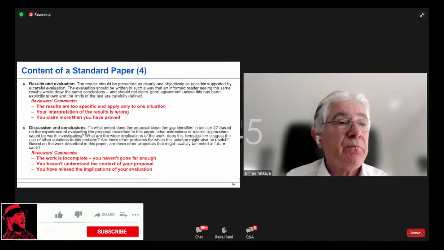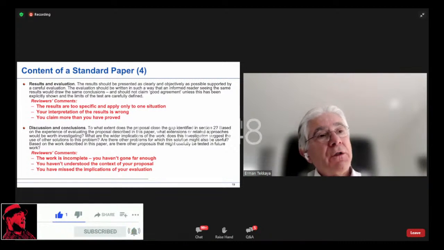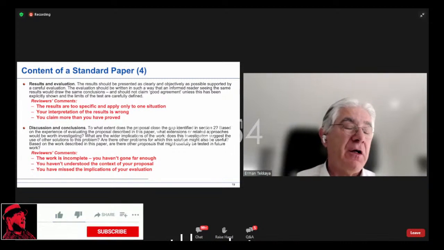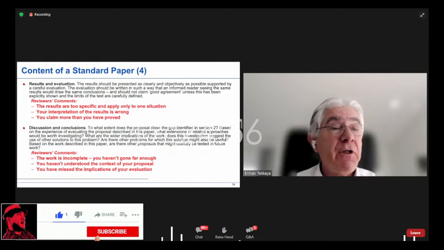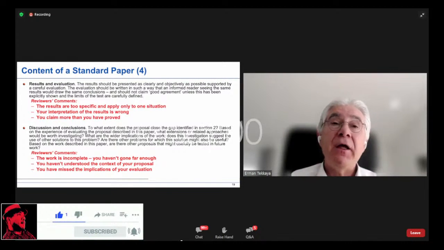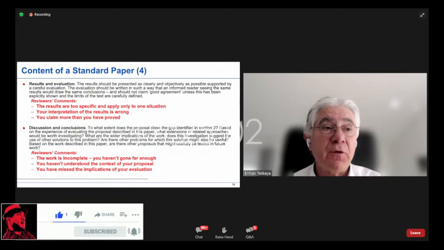Discussion and conclusions. Here, what the reviewer might negatively say is the work is incomplete. You haven't gone far enough. Or you haven't understood the context of your proposal. You made a proposal and end up with something completely different.